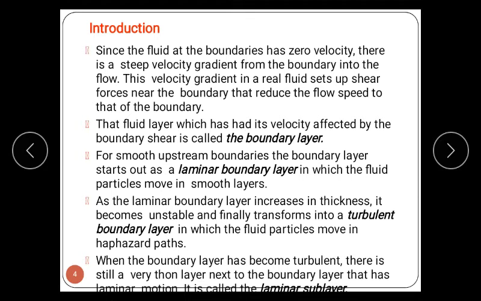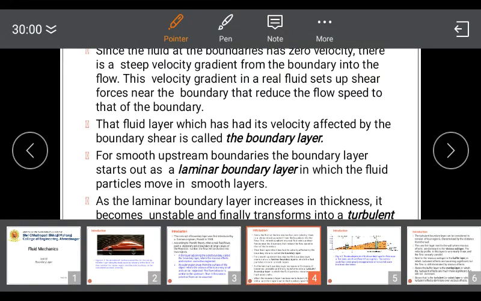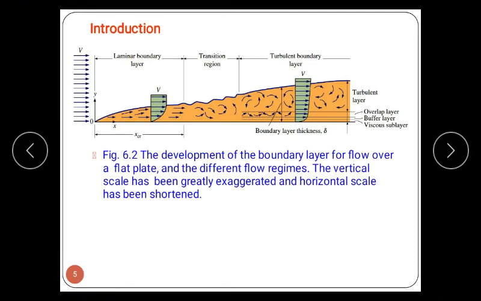Now when the boundary layer has become turbulent, there is still a very thin layer next to the boundary that has laminar motion, called the laminar sublayer. We will discuss what the laminar sublayer is next. Now this is the required diagram. We have discussed what a boundary layer is, but how is it developing? This diagram tells the development of boundary layer for flow over a flat plate and the difference of different flow regimes.